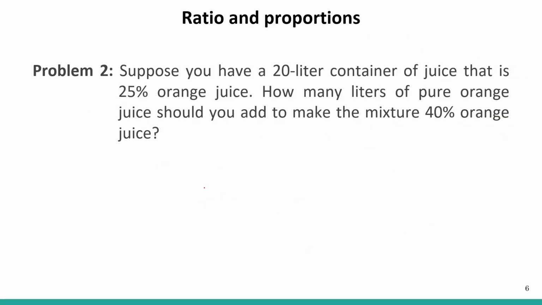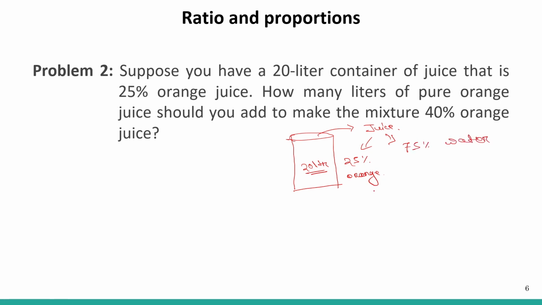So let's see problem number 2. Suppose you have a 20-liter container. You have a container, and its capacity is 20 liters. It contains juice that is 25% orange juice. How many liters of pure orange juice should you add to make the mixture 40% orange juice? So 75% must be water.